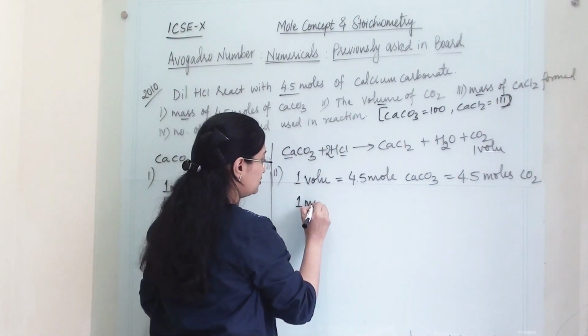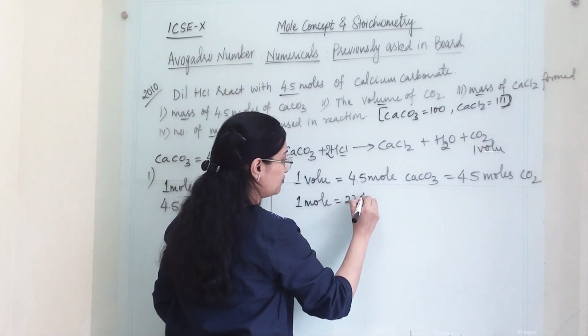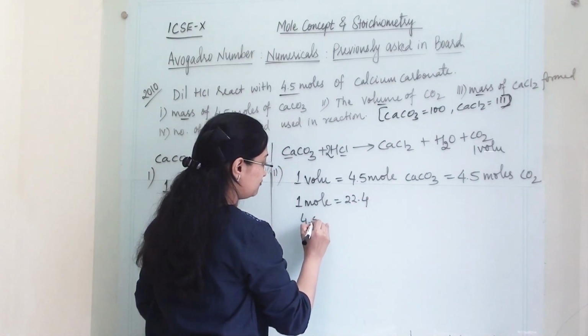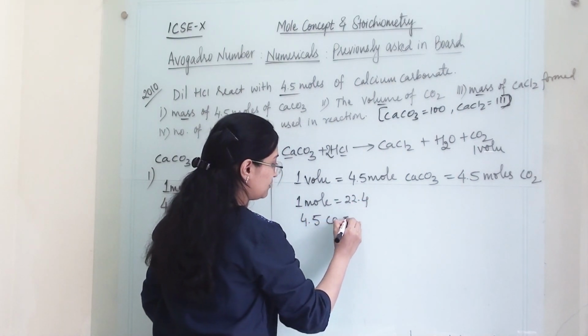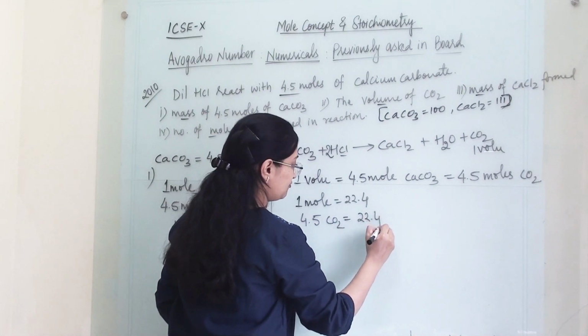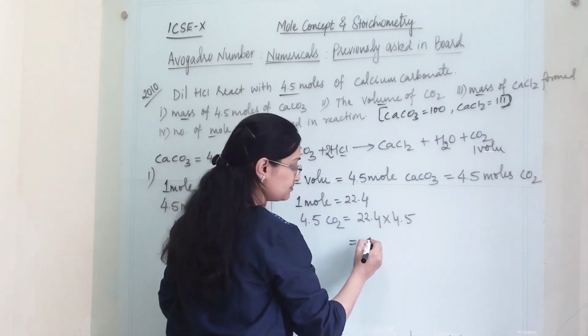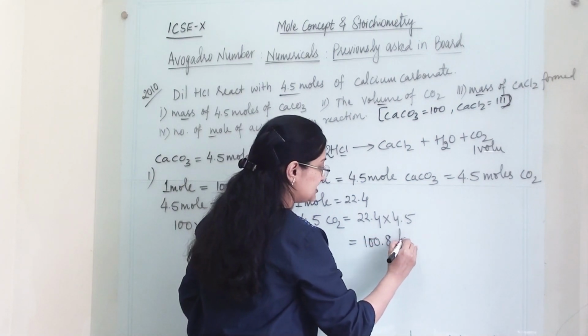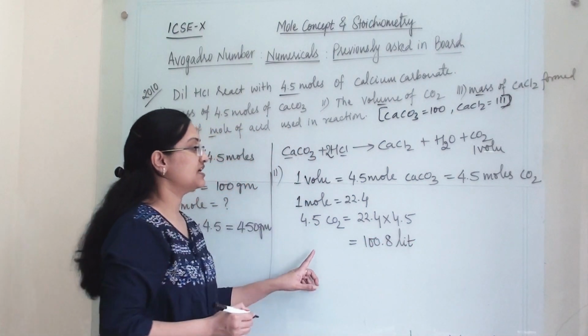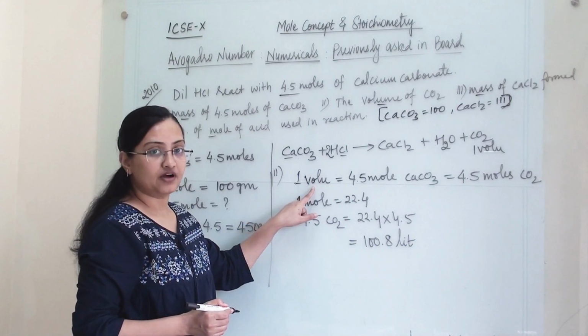That 1 mole's volume is 22.4. Then we have 4.5 moles of carbon dioxide. Then volume is 22.4 into 4.5. So answer is 100.8 liter volume of carbon dioxide will be there. How we have found out?